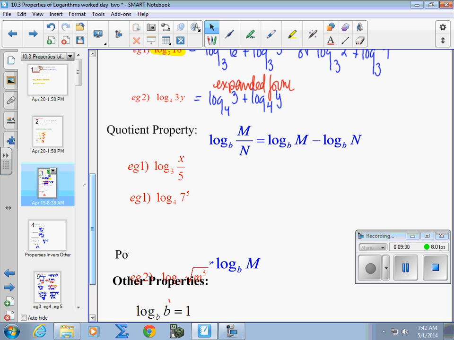The closure property says log base b of m divided by n is equal to log base b of m minus log base b of n. These properties all come from the rules for exponents, and when you think about this rule, what are you doing? You're subtracting, right? Up here I have log base 3 of x divided by 5. To write this in expanded form, you would say log base 3 of x minus log base 3 of 5.